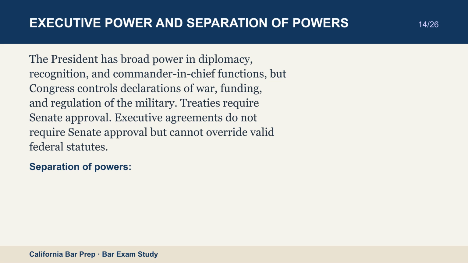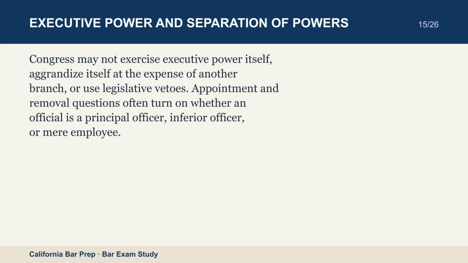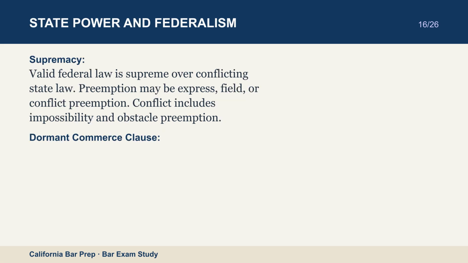Separation of powers. Congress may not exercise executive power itself, aggrandize itself at the expense of another branch, or use legislative vetoes. Appointment and removal questions often turn on whether an official is a principal officer, inferior officer, or mere employee. Supremacy. Valid federal law is supreme over conflicting state law. Preemption may be express, field, or conflict preemption. Conflict includes impossibility and obstacle preemption.